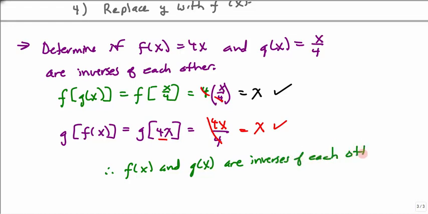Now if I were to graph these, that would kind of help verify this as well. You have to be careful when you graph a function and its inverse. The scale on both the x and the y direction has to be the same, otherwise it will distort the picture and it may not look symmetric around the y equals x line. So let's plot 4x and x over 4 on our same set of axes, and let's see what it looks like.